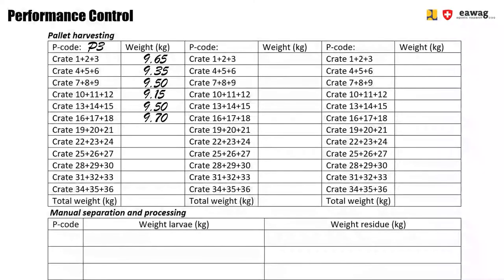And then you fill in the crates with each batch of three for one cell. They were placed on the third bulk balance. So it's only the material weight. So you can see the weight of the batches of the crates filled in the table. And then using a calculator, you can note down the total weight of the material in one pallet. The second table concerns the data after the manual separation, where you have a larva fraction and you have a combined weight of all the residue fractions. The sum of these two values should be similar to the sum of all the materials that were harvested from this one pallet.